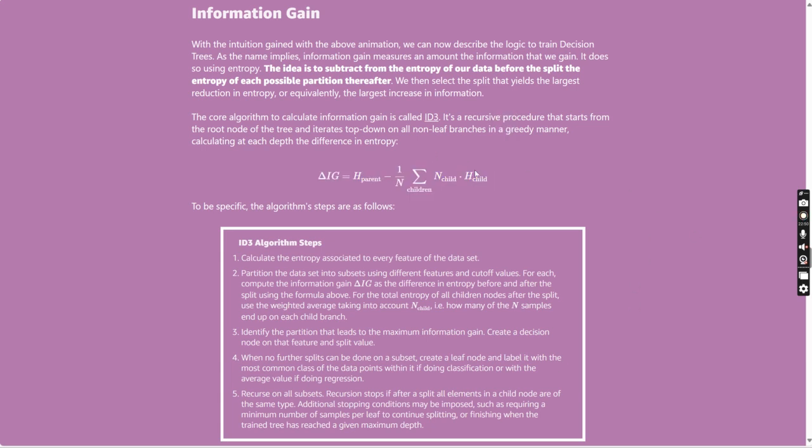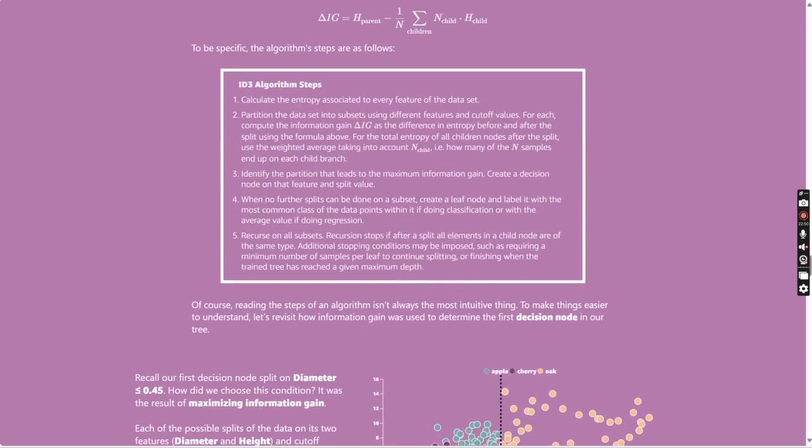Again, there is no specific need to remember these formulae, but just understand the concepts, that will be enough. Decision trees use something called the ID3 algorithm. ID3 is the classical implementation of a decision tree. How it works is, first you calculate the entropy associated with each feature in the dataset, and then you start splitting the dataset into subsets using various features or cutoff values. At each step, for each split, you calculate how much information you gained.